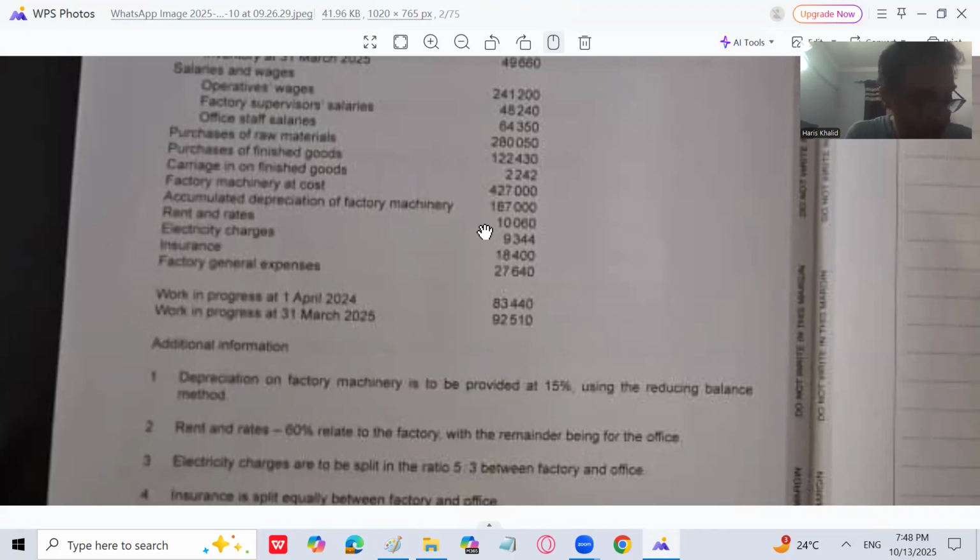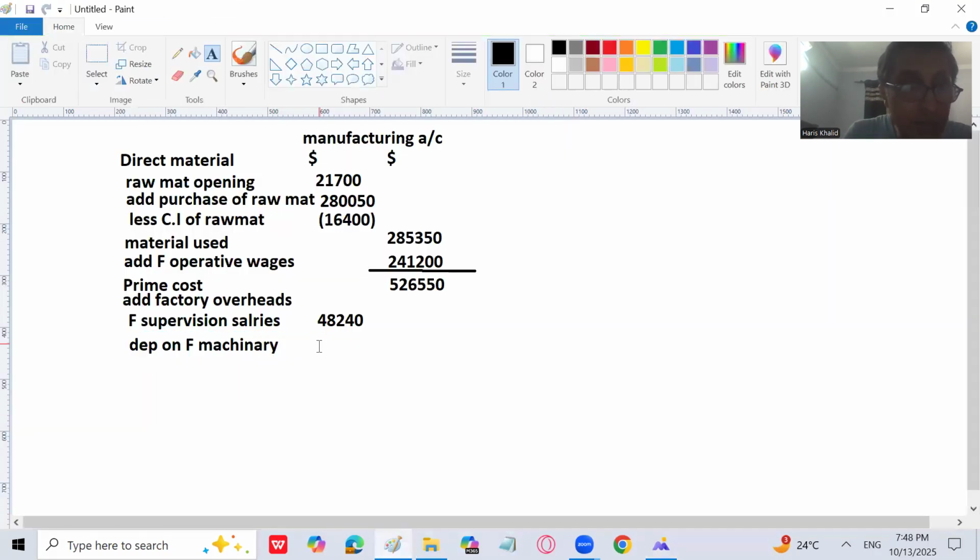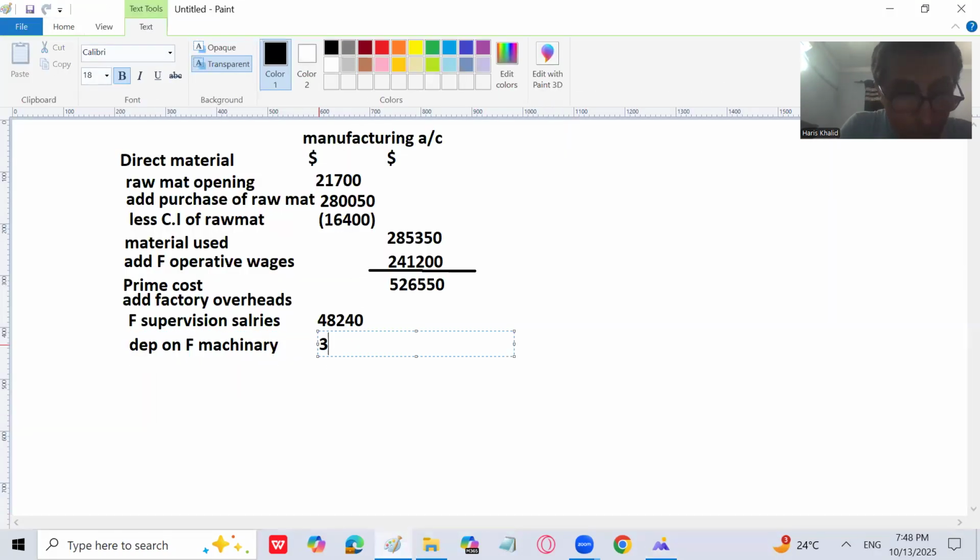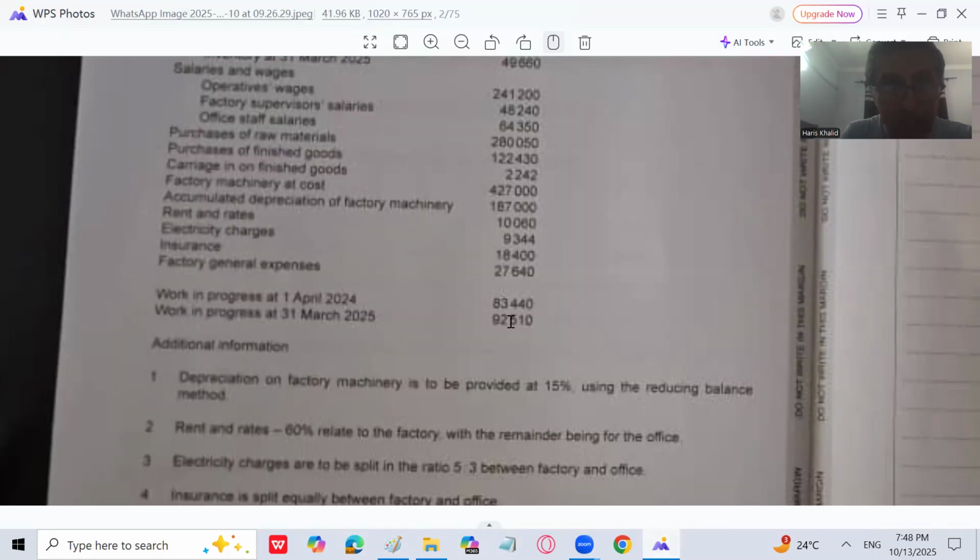427,000 minus 187,000. The answer is 240,000 into 15%. That is 36,000. The depreciation on machinery is going to be 36,000. Let me write it here. Yes, because we are using the reducing balance method, my dear, we have to subtract the depreciation already charged from the cost: 427,000 minus 187,000. That is the answer you will write.